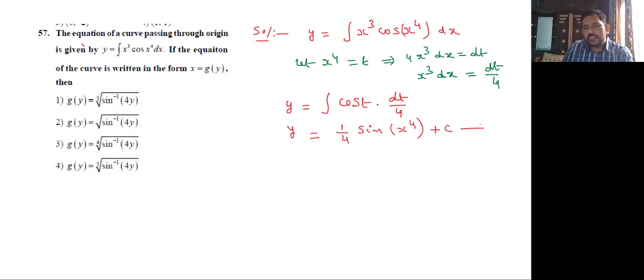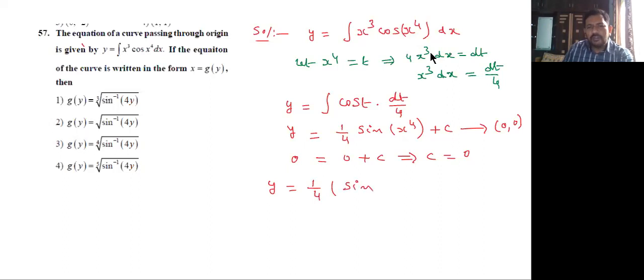And it is passing through origin, as given in the question. The equation of a curve passing through origin. That means in place of x and y substitute 0, sin 0 is also 0, plus c. Overall c value is 0. Okay, now we got the answer. y is equal to 1 by 4 into sine of x power 4. So this is the y value.